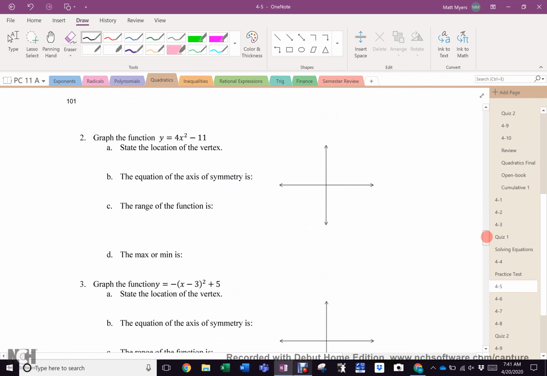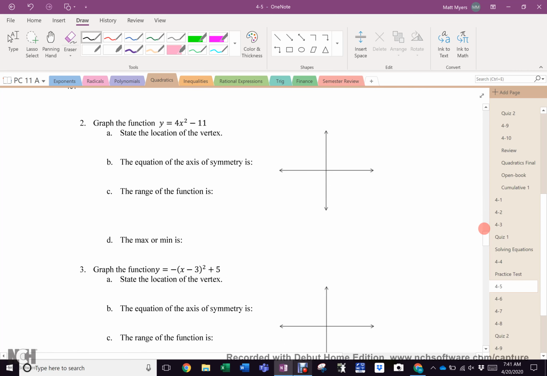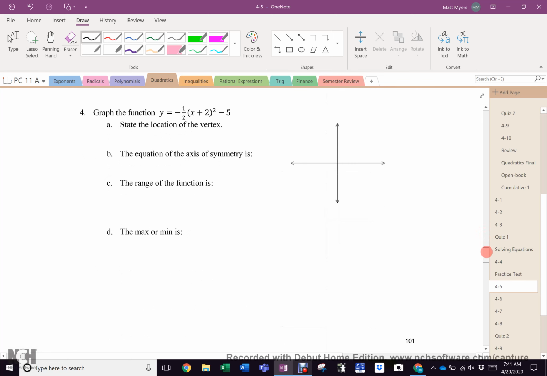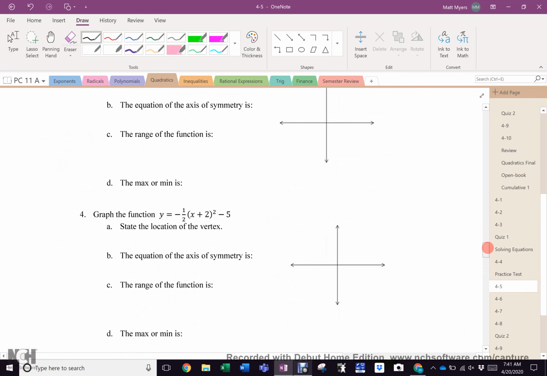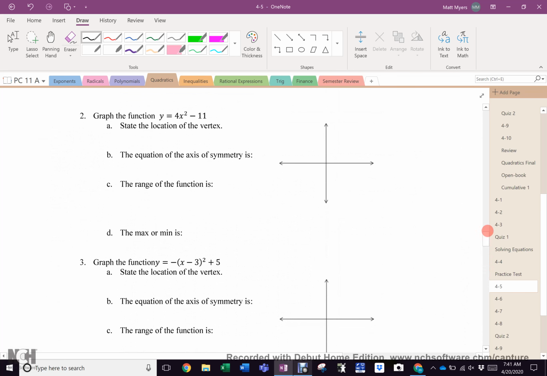Alrighty. So let's have a look at this one, and then we'll graph it. What do you see? Well, I see an A and I see a Q, but I see no P's. So my vertex, since P is 0, my vertex must be 0, negative 11. So 0, negative 11. I'm way down here. The equation of the axis of symmetry, x equals 0, because that's the line right through there.